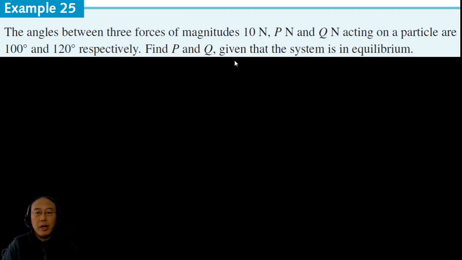Alright, now you have a situation where this is where you can also use the Lami's theorem. So you have two unknown forces. You will know two angles. As you know two angles between two vectors, you can find the third angle, and you will be able to apply the Lami's theorem.